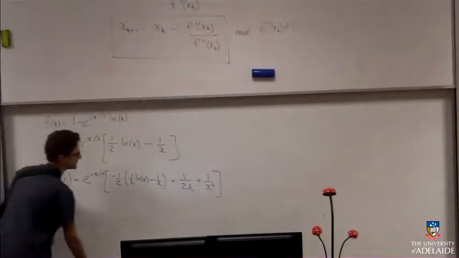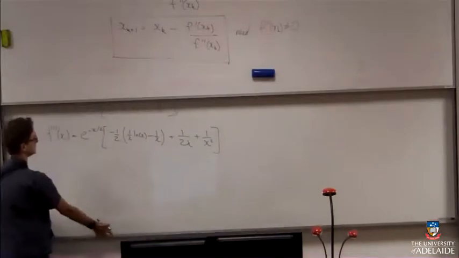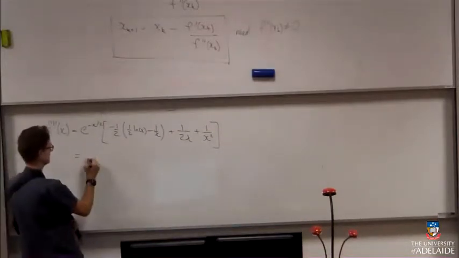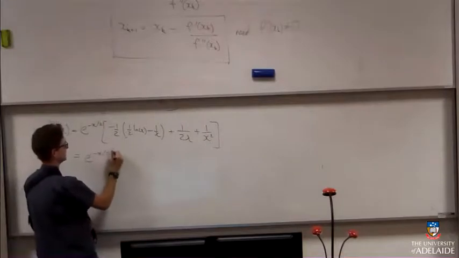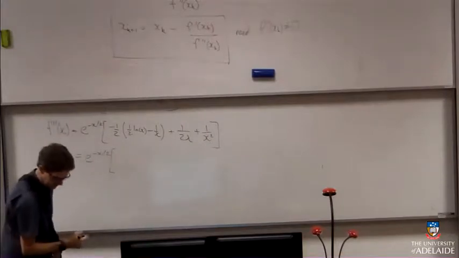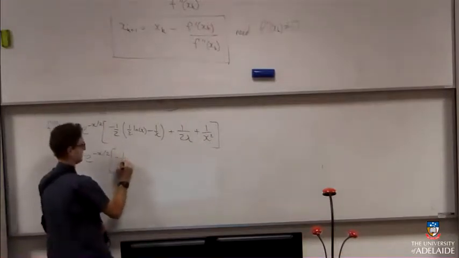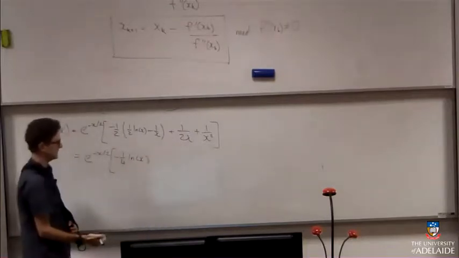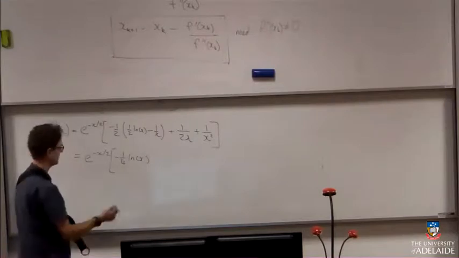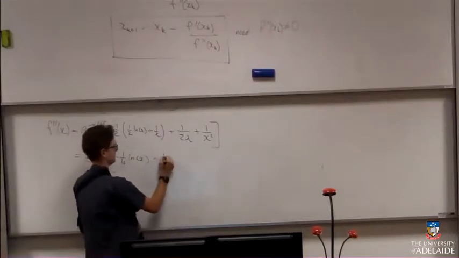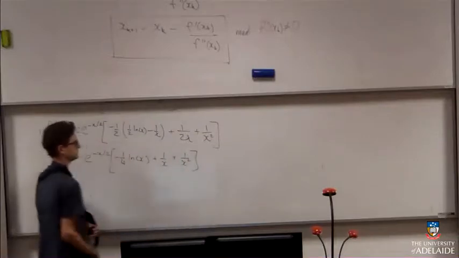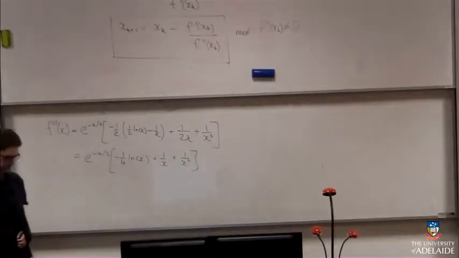And that simplifies slightly. If I come up here, that's going to simplify to e to the negative x on 2, negative a quarter log x. And then I can collect up these things. So actually, they'll just become 1 over x. So now I've got everything that I need.